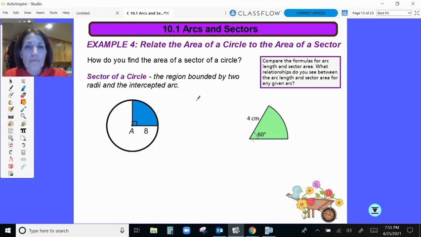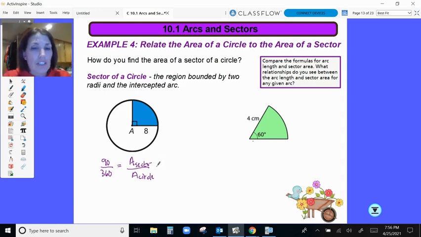A sector of a circle is a region bounded by two radii and an intercepted arc. It's like a little piece of pie in here. We find that the same way we'd find arc length. This is a portion of the area of a circle, just like arc length was a portion of our circumference. So we'd say 90 over 360 is equal to the area of my sector over the area of my circle. Again, part to whole.